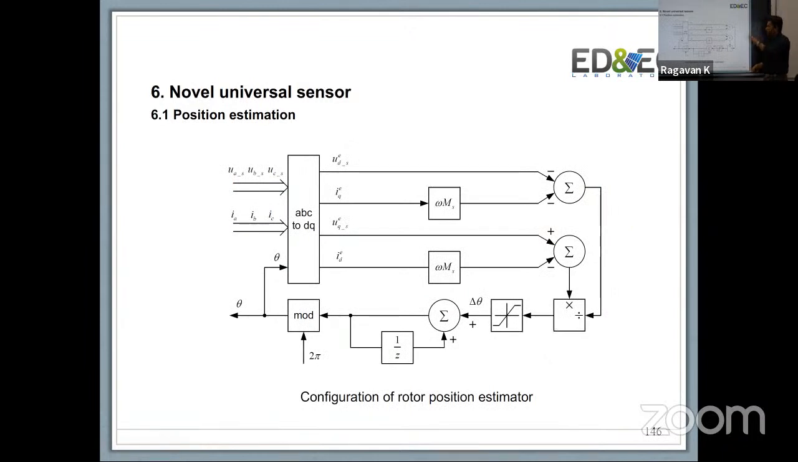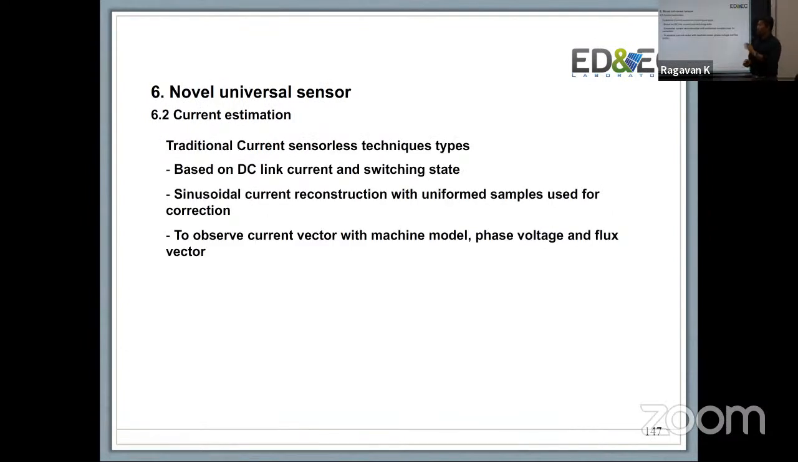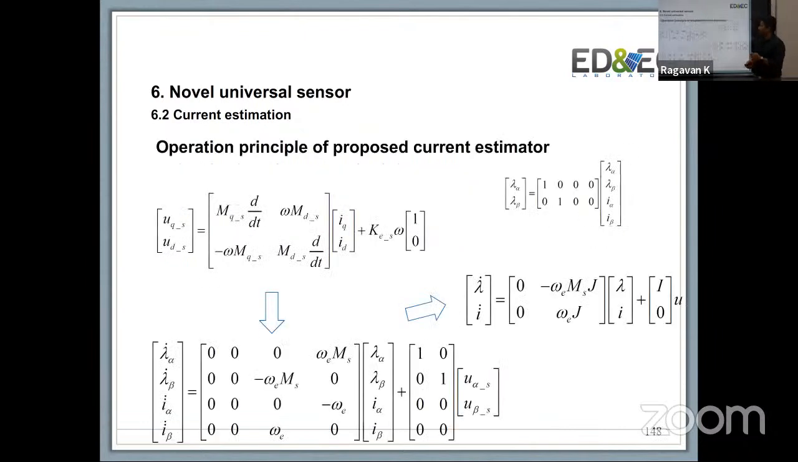We created a universal sensor framework that goes around the control model. Based on that, we looked at a couple of options. First, we tried to see if we could estimate the current value based on the DC link current and the switching state, which is what is being done. Other options are sinusoidal current reconstruction with uniform samples, or a current vector with the machine model. For the current estimation, we created an algorithm specifically that tells us how you would establish each one of your fluxes.